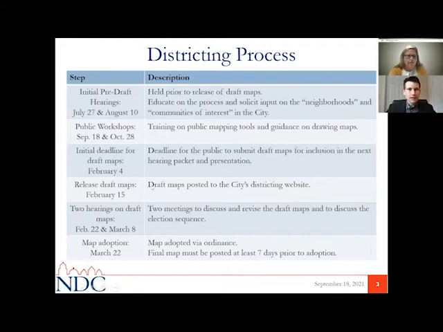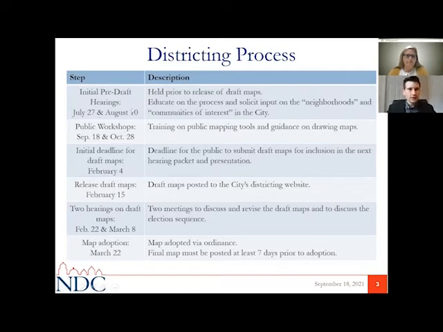When jurisdictions move to by-district elections for the first time, they have to follow a particular process that is outlined by state law. State law requires at least 4 public hearings. Now, there can be more. Arroyo Grande is going above and beyond by having, in addition to the 4 required public hearings, public workshops like we're having this morning.